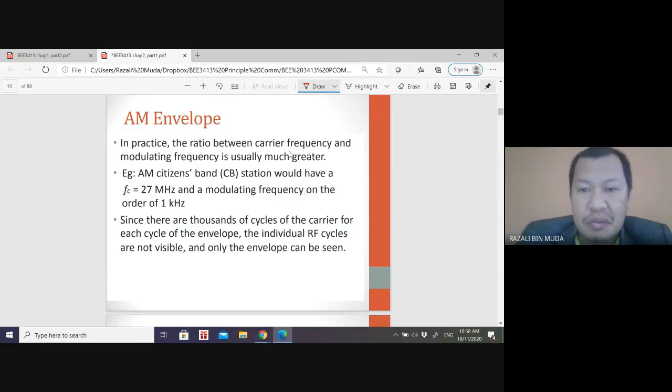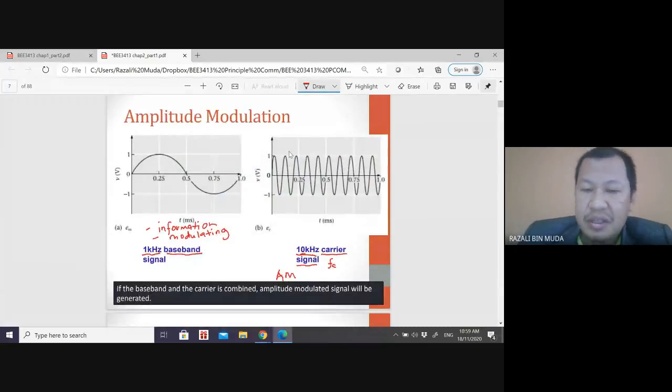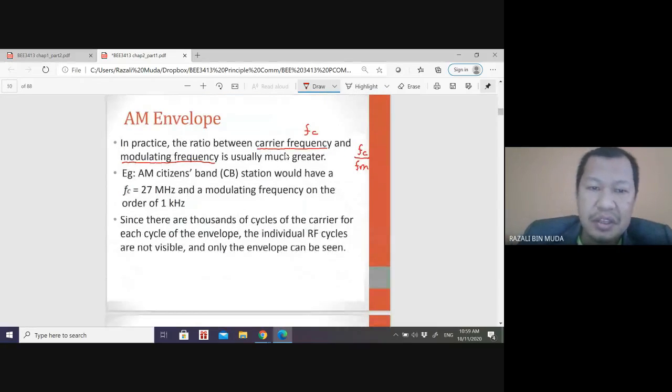Okay. So for the AM envelope, in practice, the ratio between carrier frequency and modulating frequency is usually much greater. Maksud apa? Maksudnya ialah FC over FM, right? The ratio between carrier frequency, FC, and modulating frequency, FM, is much greater. Much greater compared to what? Compared to this example. 10 kilo to 1 kilo. So the ratio is 10, right? So in practice, the ratio is much bigger, much greater than 10.